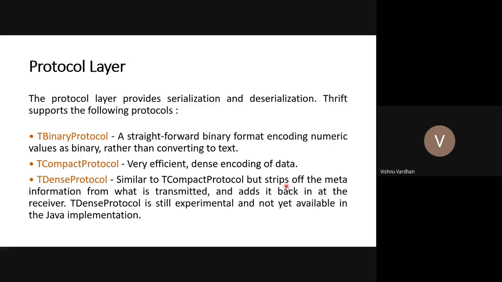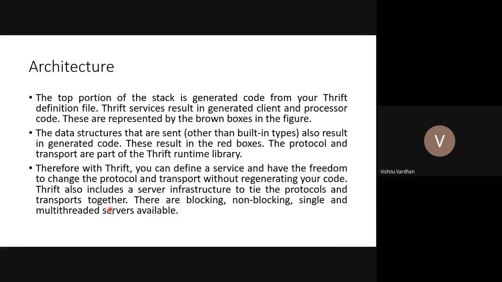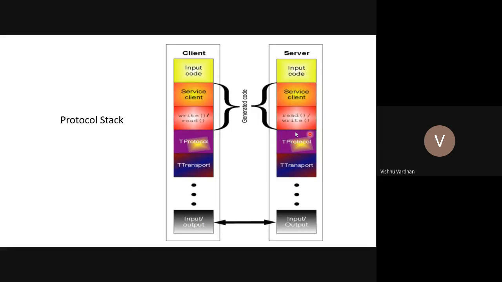Then TDenseProtocol, similar to TCompactProtocol which we have discussed just now, but it strips the meta information from what is transmitted and adds it back at the receiver end. If you have studied computer networks, you will have an idea: there are some headers which are added to every packet of information in the computer network. In the data streams, headers are attached to every packet, so that on the receiving side, what has to be done with that packet of data can be known by the receiving protocol. Similarly, the dense protocol strips off the metadata from what the compact protocol produced, and then sends it to the receiver.